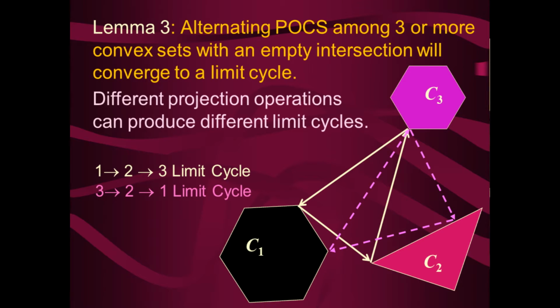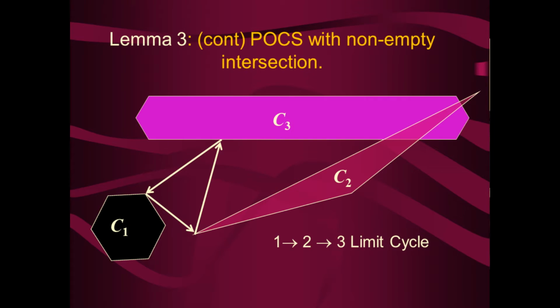There's other ways to deal with this sort of thing. So alternating POCS among three or more convex sets with an empty intersection will converge to a limit cycle, and different projection operations can produce different limit cycles if you do them in different orders. Even if two of the sets intersect and a third one doesn't, you can get limit cycles, and that limit cycle can be different if you change the projection of the convex sets, as is seen in this slide.